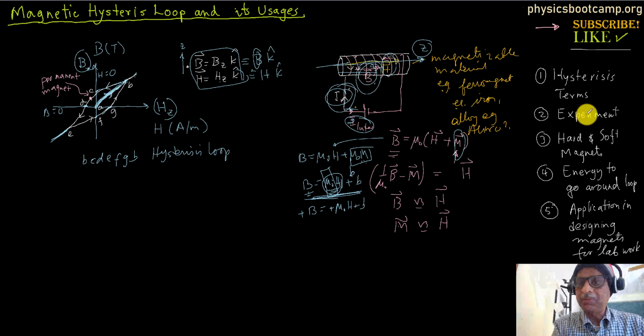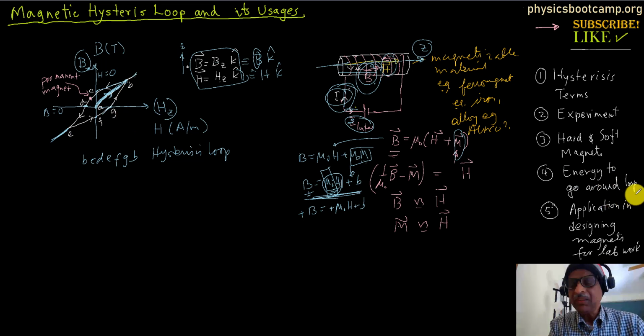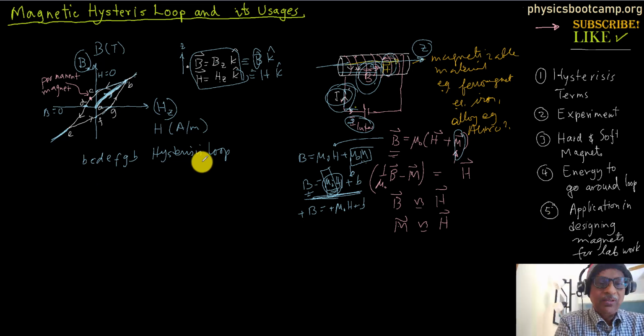So we're going to talk about the experiment. We're going to talk a little bit about hard and soft magnets. We'll also discuss the energy to go around this loop. And then if time permits, I'm going to do a numerical problem on designing a magnet in the lab. Suppose for an experiment, I need to have some magnetic field in a small space. How to best get that design? Okay. All right. So this hysteresis loop.